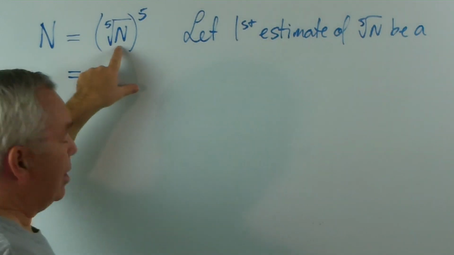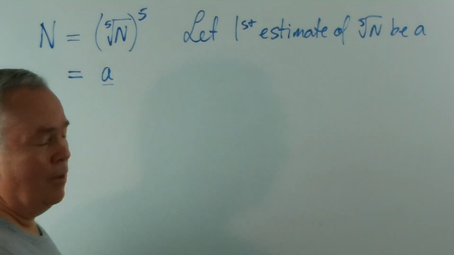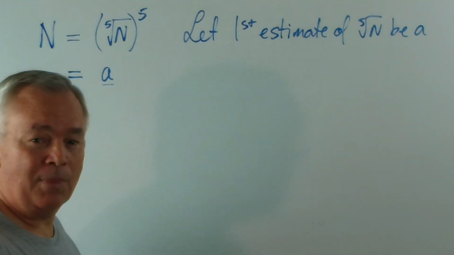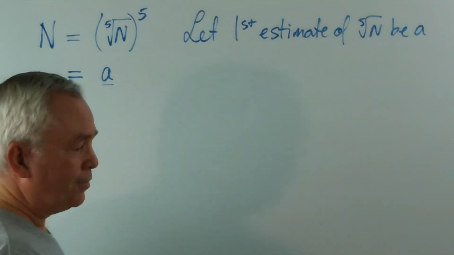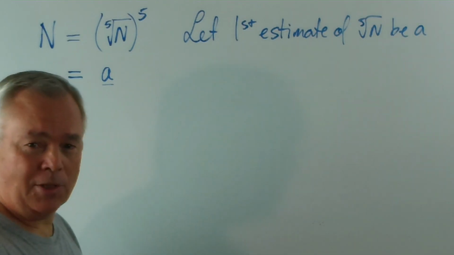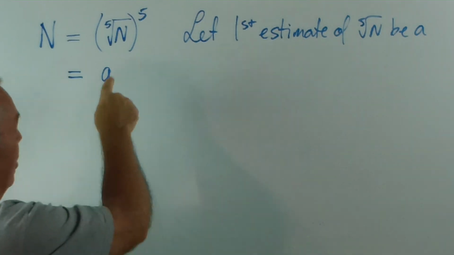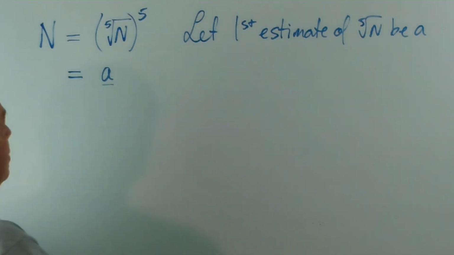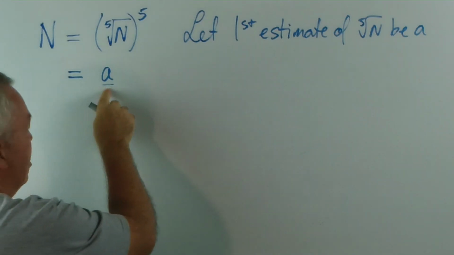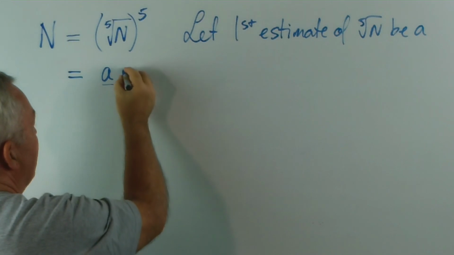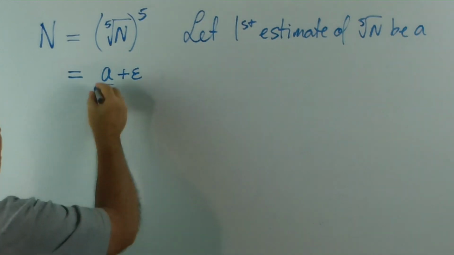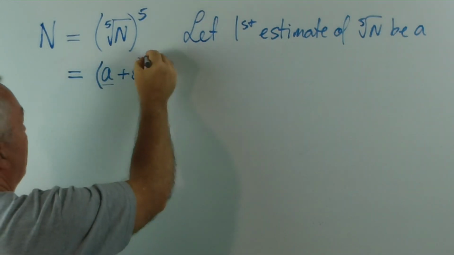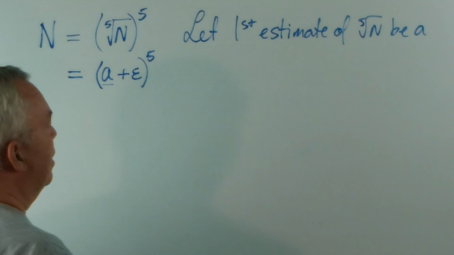The reason being that we're not going to choose the exact value, because the fifth root of a number is normally irrational, which means it's an infinitely long decimal. And no matter what rational number, what fraction or whole number we choose, it's not going to exactly equal the fifth root of n. But if we choose very closely, then it will differ from the fifth root of n by a tiny, tiny little amount, which I'll call epsilon.